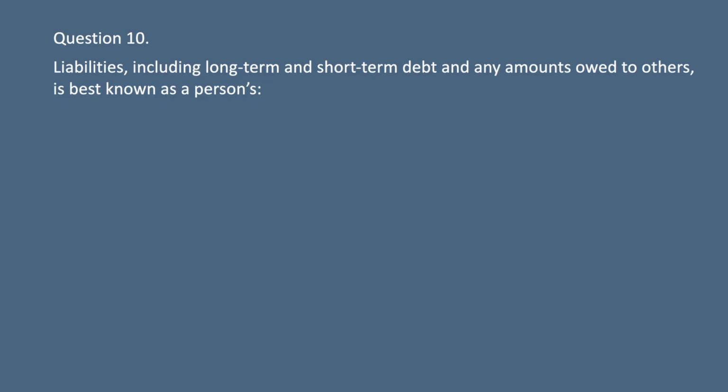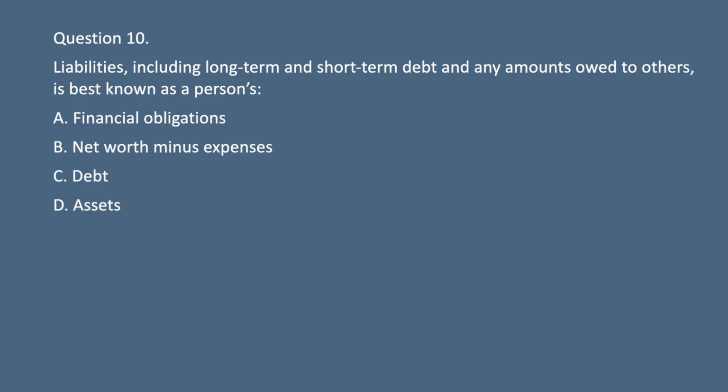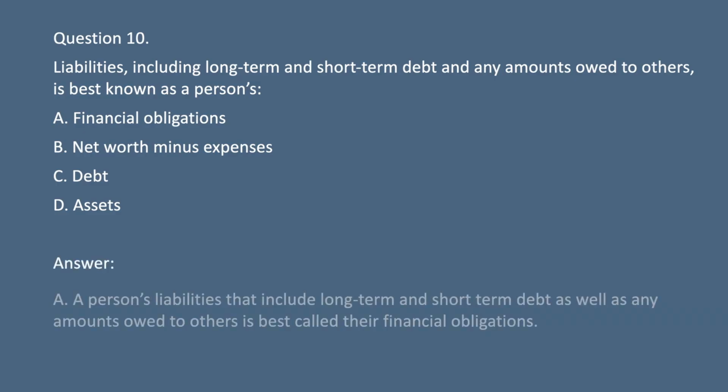Question 10. Liabilities, including long-term and short-term debt and any amounts owed to others, is best known as a person's A. Financial obligations. B. Net worth minus expenses. C. Debt. D. Assets. Answer A. A person's liabilities that include long-term and short-term debt as well as amounts owed to others is best called their financial obligations.